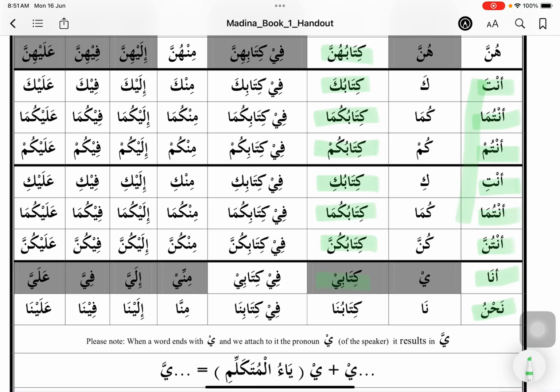Now here you see ana becomes ya. It's ya mutakallim, we call it, and it brings a kasra at the end of the word kitab. So normally it's kitabu plus ana, it would be kitabi. This kasra below the ba is due to this ya mutakallim, which puts a kasra here, right? So remember this will come in handy when we go to the explanation of the Naat and Man'ud. And then nahnu becomes na, kitabuna.